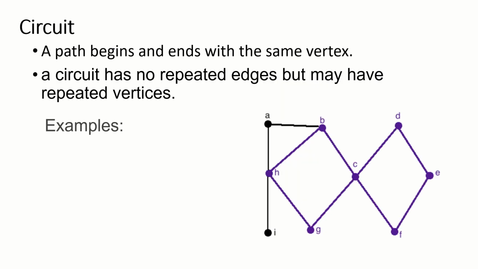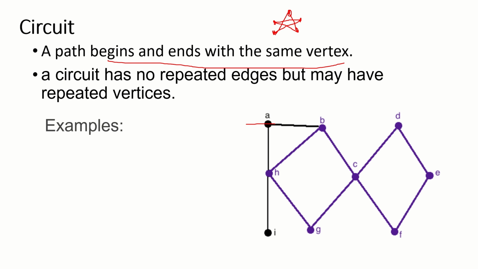Now, let's go to a circuit. A path that begins and ends with the same vertex is now a closed path. A circuit is a closed path. Why? Because it begins and ends with the same vertex. As one of my examples, there is the star. Look at this, this is a star. I started here and I ended here. So this is a circuit. A star is a circuit.